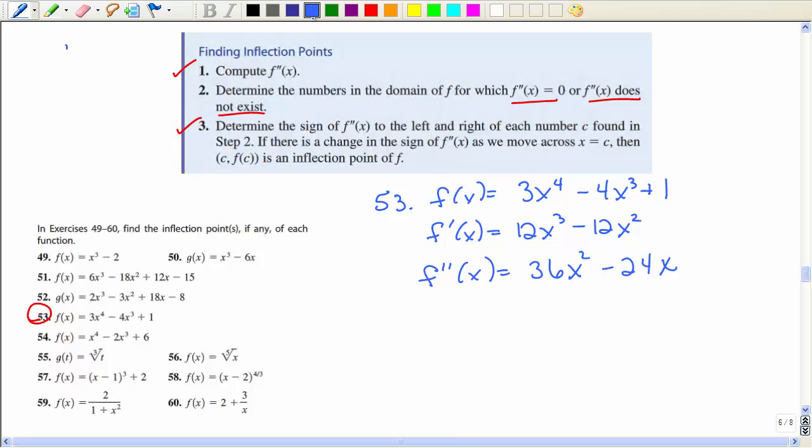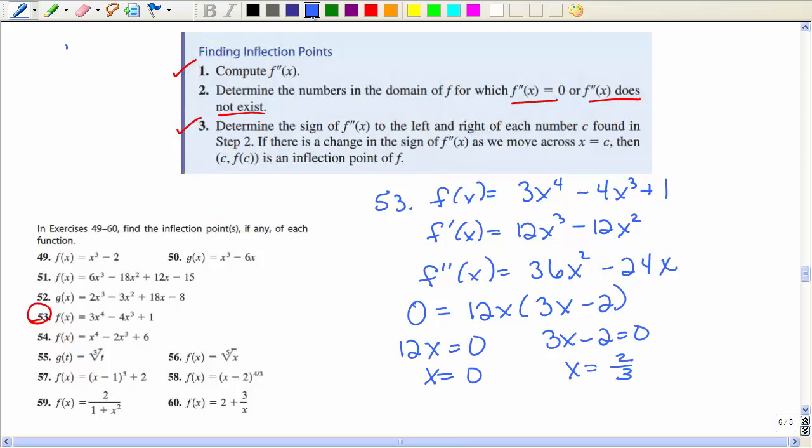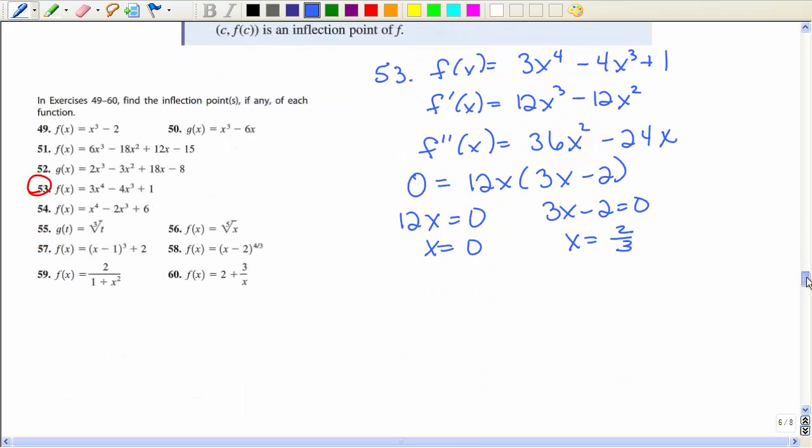It always exists because it's a polynomial function, so I'm going to set this equal to 0 and factor out a GCF, and set each factor equal to 0. And now I'm going to do the number line to see, does it change signs across these numbers? So let's see, -1, I'm going to pick a +1, and then inside here, 1/3.